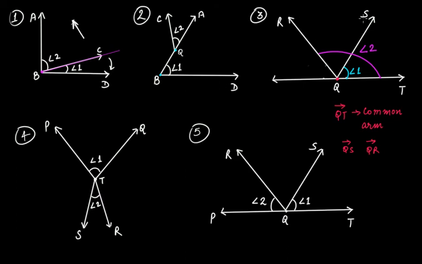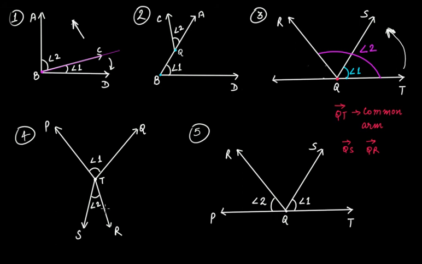These two are non-common arms, and we know that the third condition is that the two non-common arms should be on either side of the common arm. So both these two non-common arms are actually on only this side, right? QS is here and QR is here, so there is no way that the two non-common arms are on either side. Okay. What about this one?